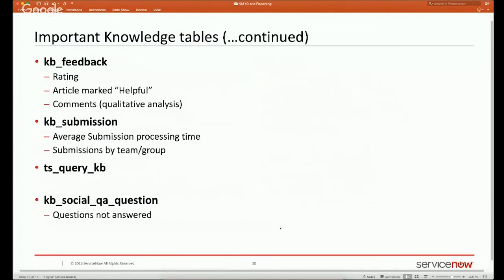KB submission, that's quite popular as a use for submitting articles for users that don't have the permission to create articles. You can from there find out metrics such as average submission processing time. You don't want the submission to not be processed for a really long time, right? So you can find that information there. Submissions by a team or group, if you are tracking that metric.